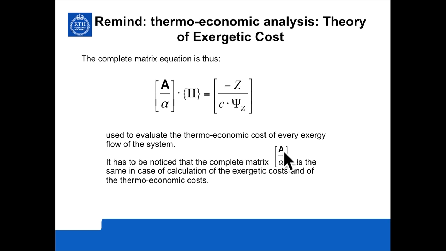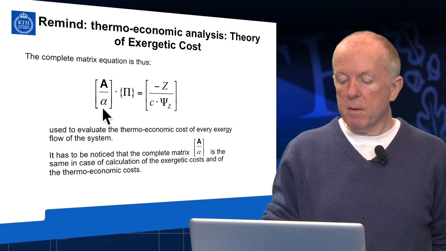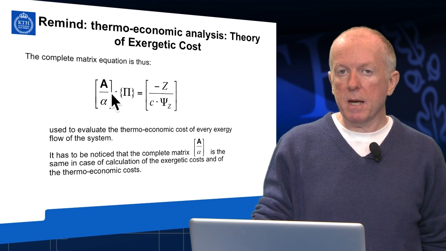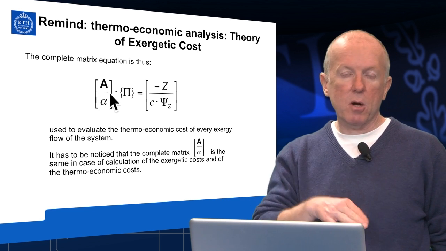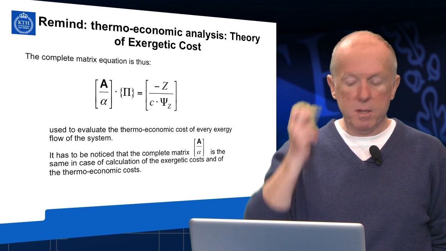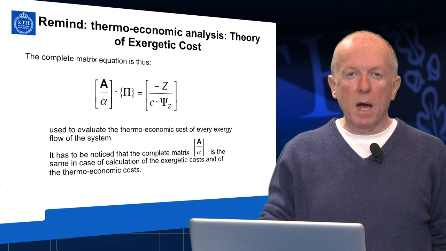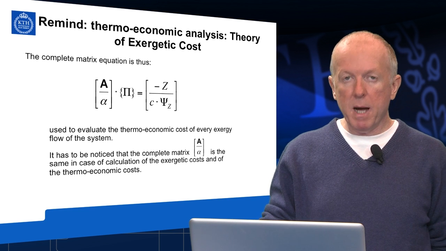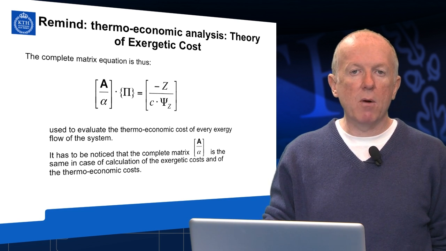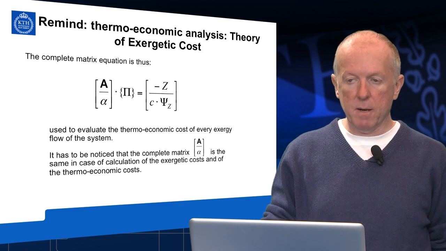Again, the matrix A over alpha is the same in the calculation of the exergetic cost and of the term economic cost. So this matrix is topological and can be used both to calculate the exergetic cost and the term economic cost. So I can stop here this second part and move now to the third part of this seminar.